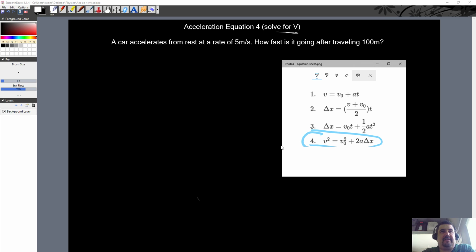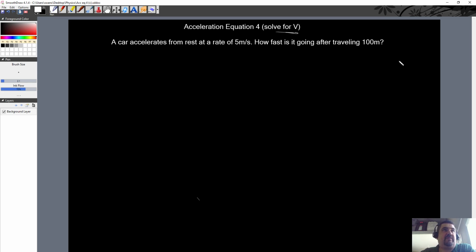I need to know how fast it's accelerating, the rate, like how much it's changing its speed, a, and I need to know how far it's going to be going, and then I can figure out how fast it's going at the end. So I came up with an equation that has that stuff, just like I'm asking you guys to do every day. Come up with an equation. All you got to do is give everything else except the thing you're looking for.